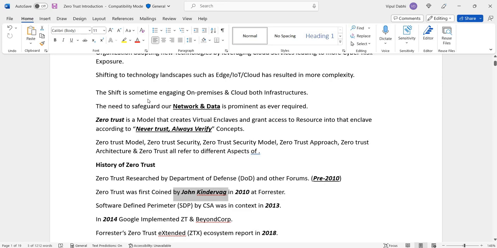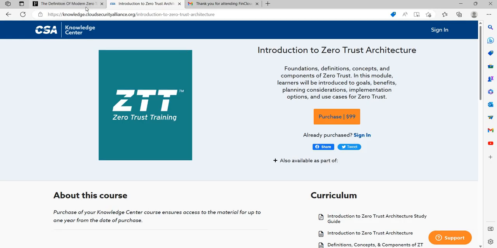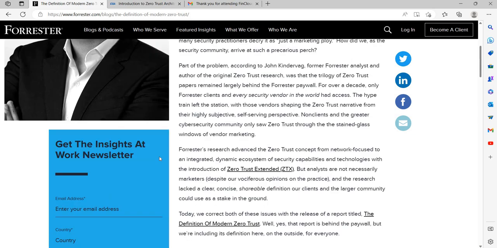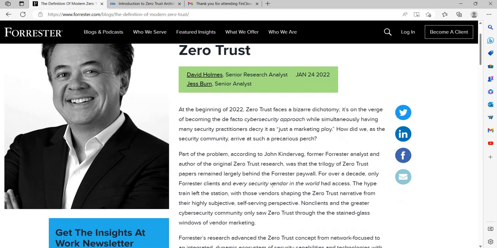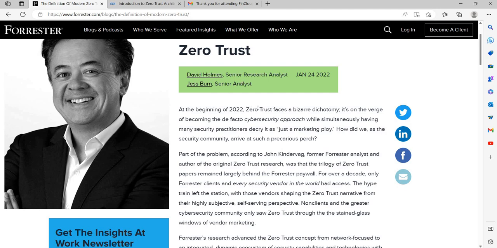I have this link handy with me. I can show you. This person is John Kindervag. At the beginning of 2022, Zero Trust faces a bizarre dichotomy. It's on the verge of becoming the de facto cybersecurity approach while simultaneously having many security practitioners decry it as just a marketing ploy, which it was not. How did we as the security community arrive at such a precarious perch?